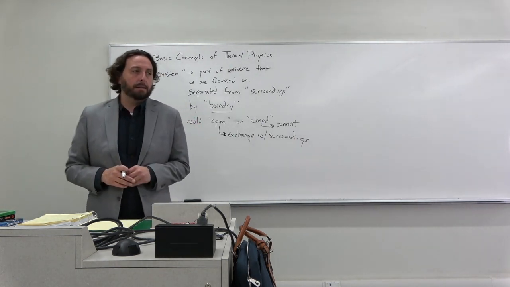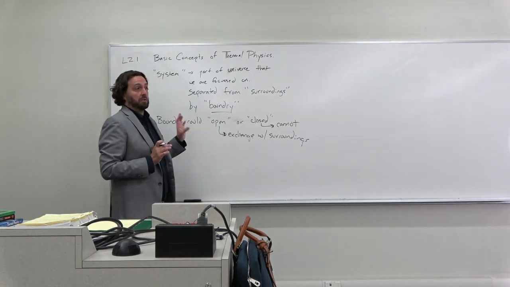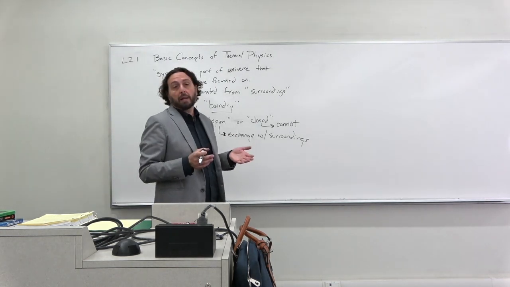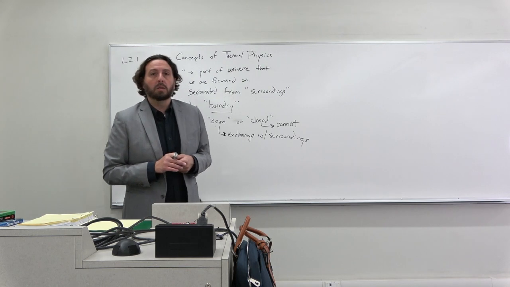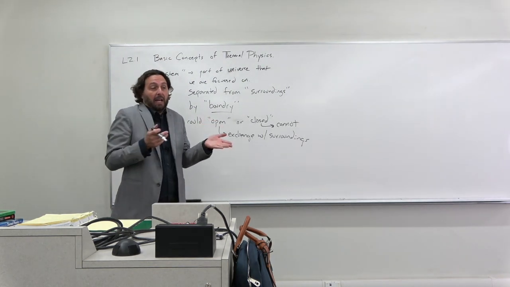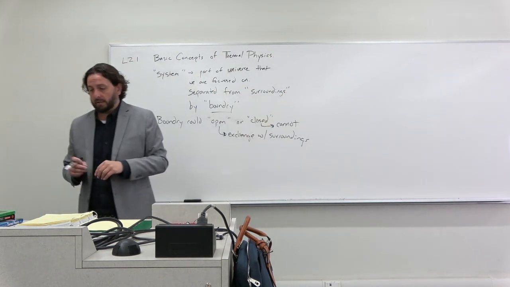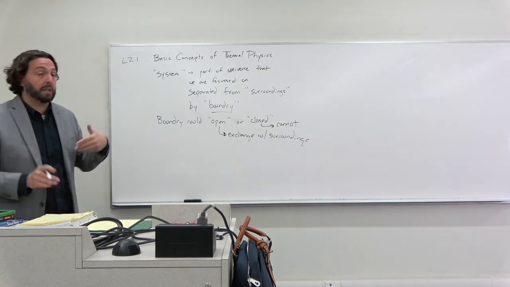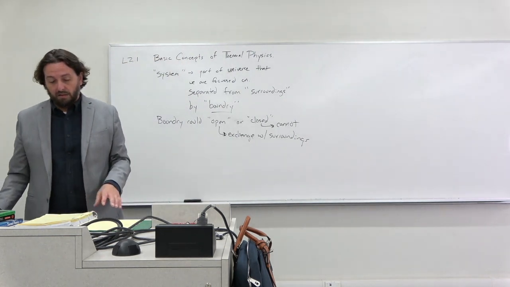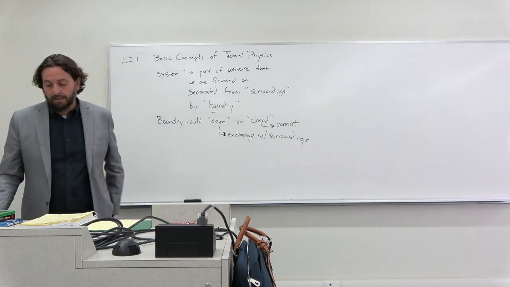So a boundary could have different aspects. It could be able to exchange energy, but not matter, for example. So you could have something that could allow some form of mechanical energy to pass through, but not have matter pass through. Or you could have matter pass through, but not energy, for example. We'll have to think about that, maybe you can't do that. That probably isn't possible.